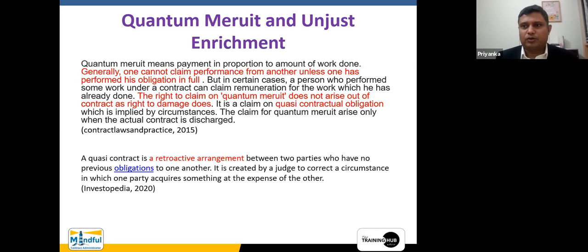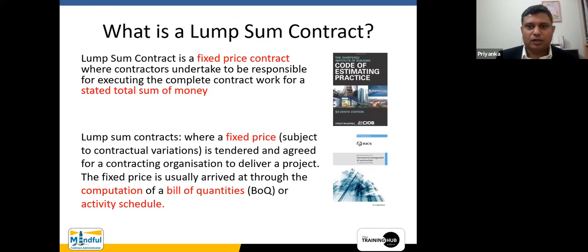but I just wanted to say that just because somebody has partially fulfilled a work pertaining to a lump sum contract, it does not entitle that particular person to the payment. So this is one of the inherent features of a lump sum contract. Now we are going to go into what a lump sum contract is.